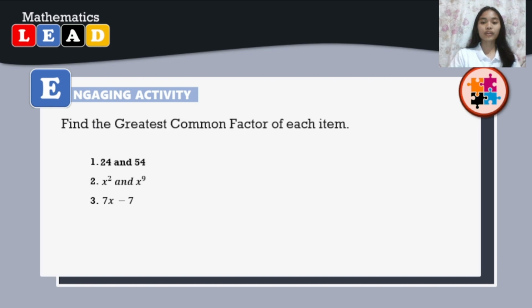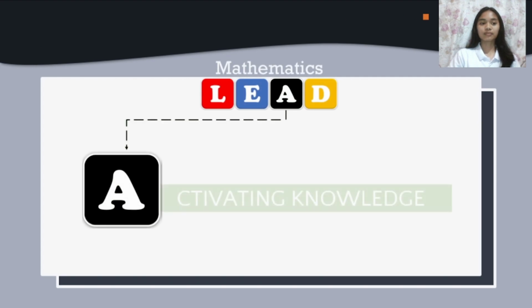For our next engaging activity, we need to find the greatest common factor of each item. So the first one is 6, then the second one is x squared, then lastly is 7. And now, let's get started.